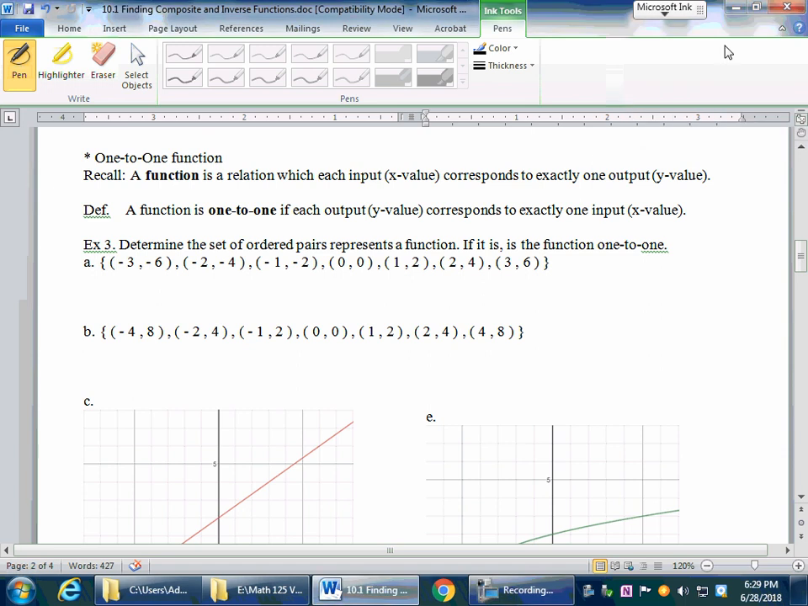The next topic of this section is inverse function. In order to talk about inverse functions, first we need to know a special type of function, which is one-to-one function.